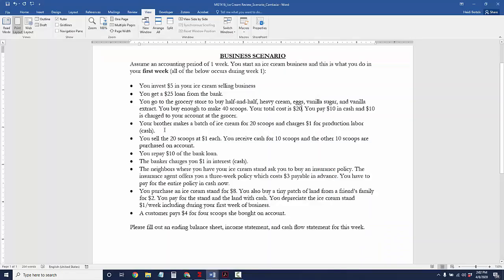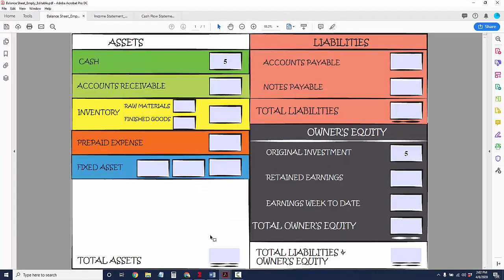Going back to our business scenario, the second transaction is that you get a $25 loan from the bank. How does that affect the balance sheet? The first thing that would happen is our cash would go up. Instead of having $5 in cash, we now have 5 plus $25 from the loan from the bank, a total of $30 in cash.